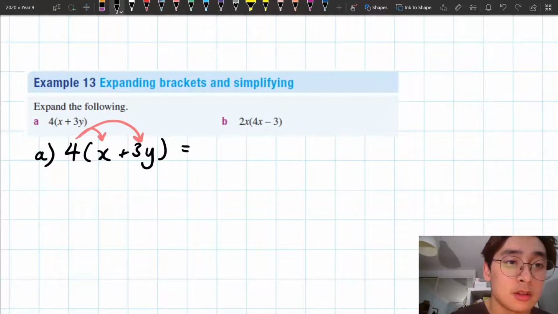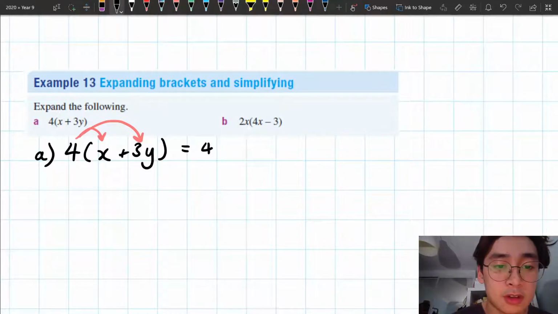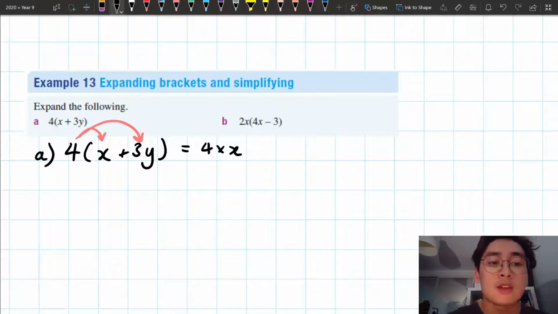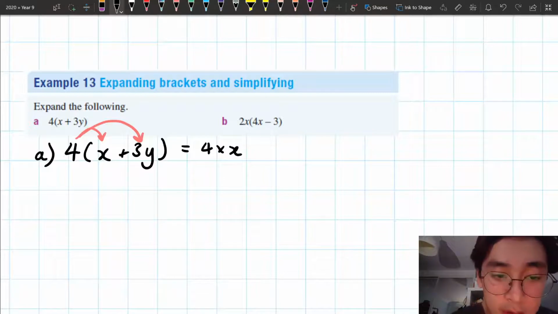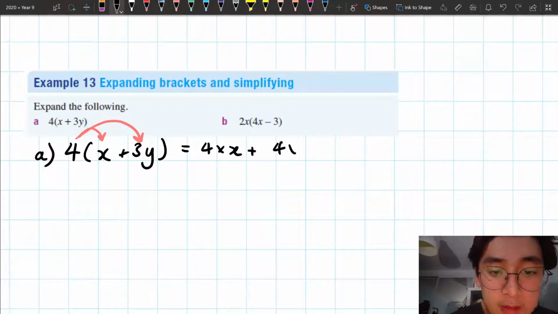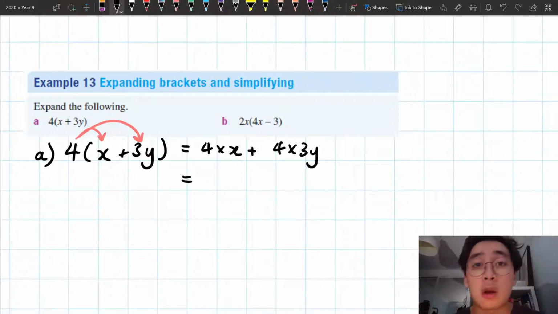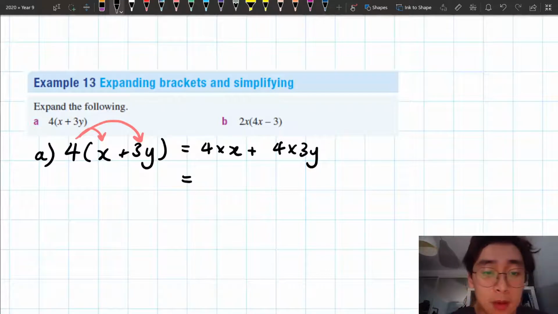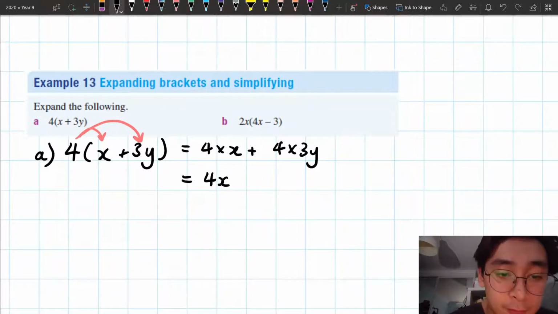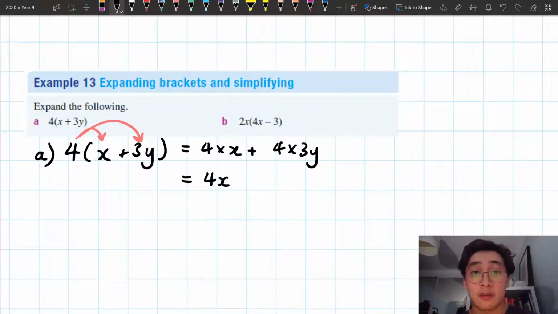Now here, I'm just going to have 4 times x for that first term. Because it's not a negative, I don't change the sign. So here it becomes plus 4 times 3y. Okay, let's work on this from left to right. Now 4 times x, how do I write that? That just becomes 4x. Hopefully that's okay with everyone.